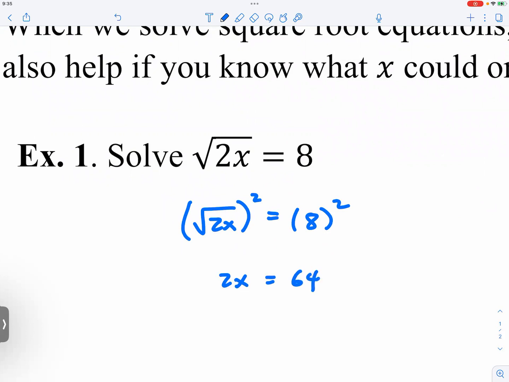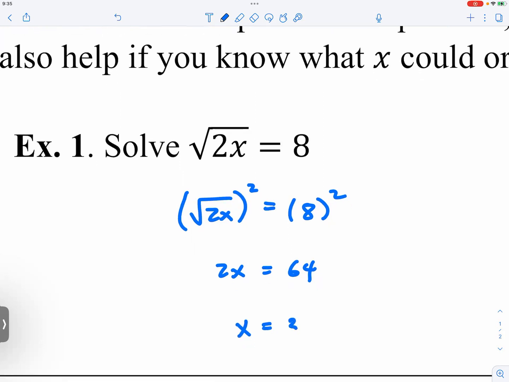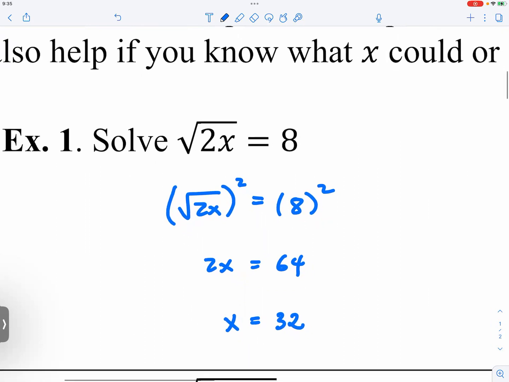That's fine. And just a reminder, squaring is not the same as multiplying. You're not multiplying by 2, you are squaring. So it's 8 times 8, that's 64. So 2x is equal to 64. What do you do to get x by itself? You divide by 2, right? So x is equal to 32. Very easy, okay? You probably did this in Algebra 1.